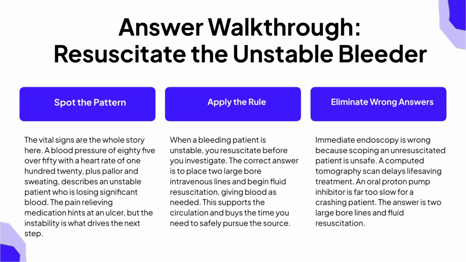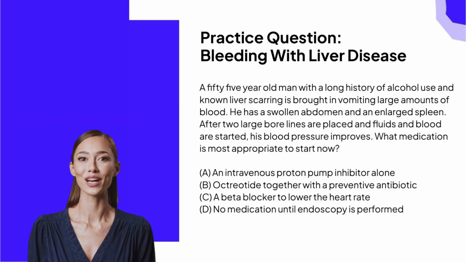Third, eliminate the wrong answers. Immediate upper endoscopy is wrong because scoping a patient who has not been resuscitated is dangerous and the field will be poor. A computed tomography scan simply delays life-saving care and will not change what you do in the next few minutes. An oral proton pump inhibitor is far too slow and passive for a patient who is crashing. The answer is to place 2 large bore lines and begin fluid resuscitation. Stabilize first. Now let us tackle a variceal bleeding question because the test loves these.